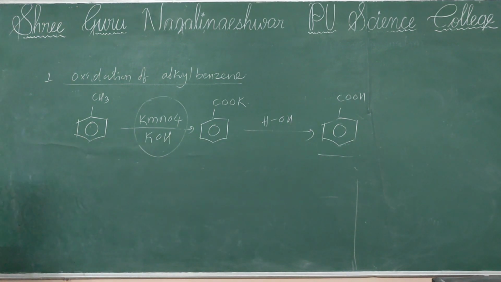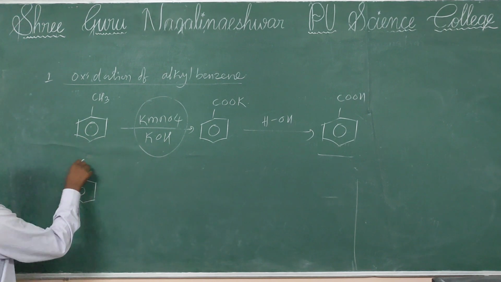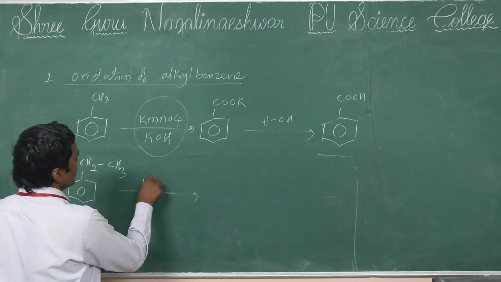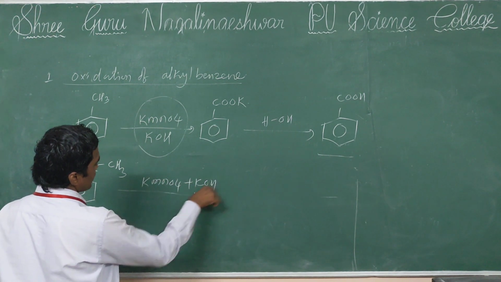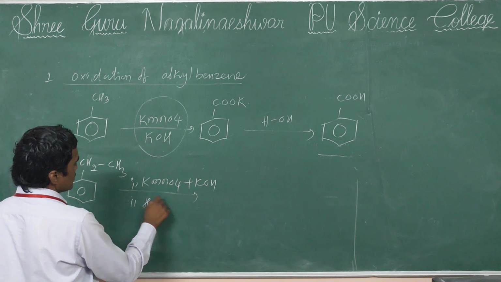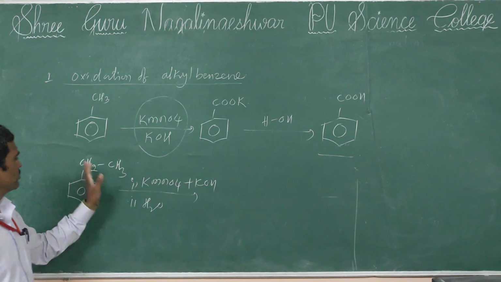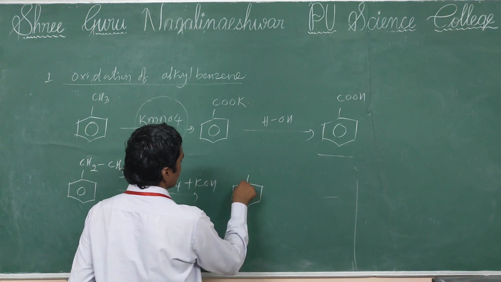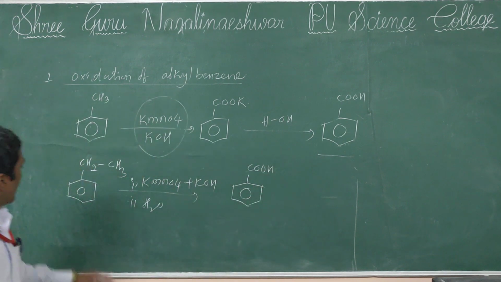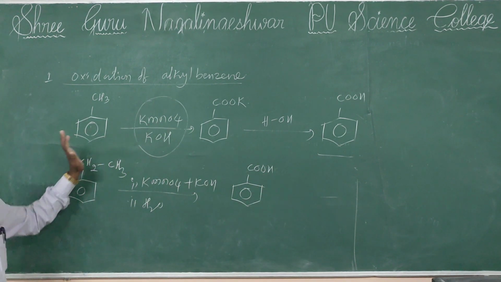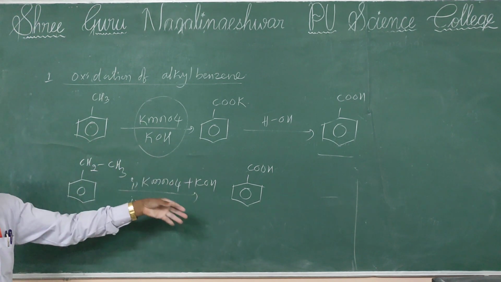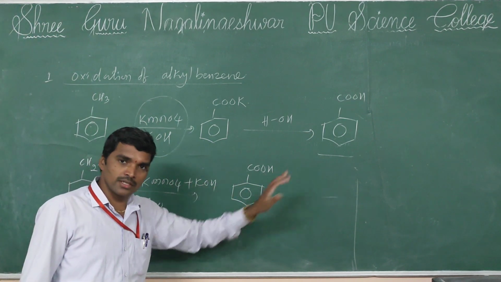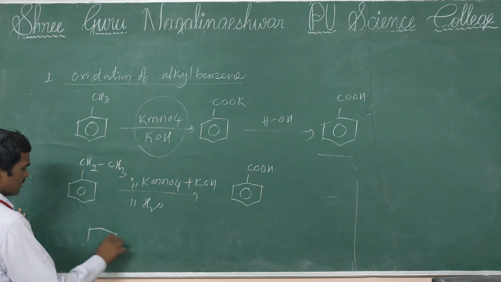See some more examples. For example, I have taken ethyl benzene. Ethyl benzene reacts with KMnO4 plus KOH followed by hydrolysis. No confusion at all; directly the answer is benzoic acid. However many alkyl carbons there are, ethyl, propyl, butyl, whatever, any number of carbons, the answer is directly COOH.